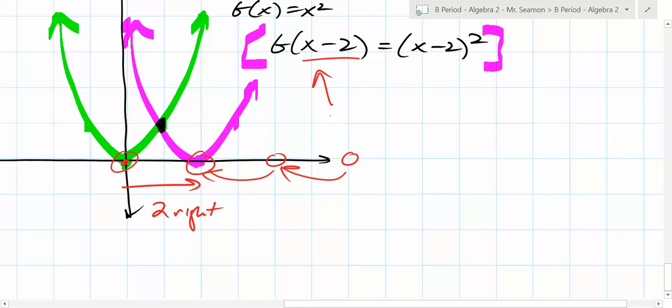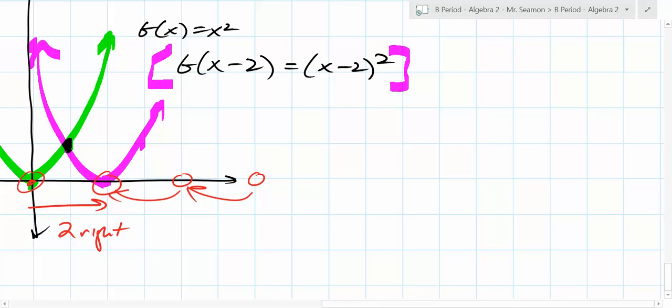When you plug in 4 into here, what does it behave like? 2. When you plug in 2, what does it behave like? No, 2 minus 2 is 0. The point is this. All I need you to really focus on right now is it takes a little while to understand this, but on the inside, it's just the opposite. On the inside of the function is the opposite because you are subtracting or adding the number before it goes into the function.